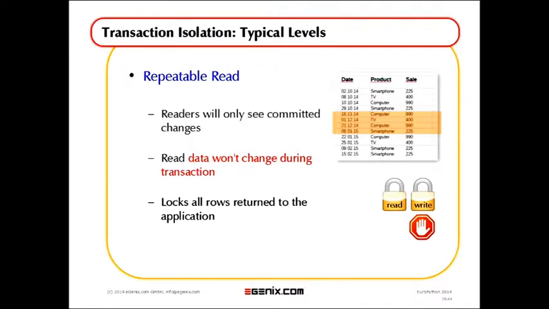So this is basically you just looking at one row. Then the next level is repeatable read. This basically says that your data won't change in the transaction. So everything that was returned to your application by the database is guaranteed to stay the same throughout the whole transaction. And this, of course, requires more locks on the database. So you put locks on everything that you pass back to the application.